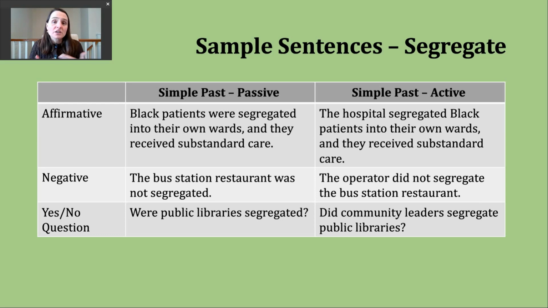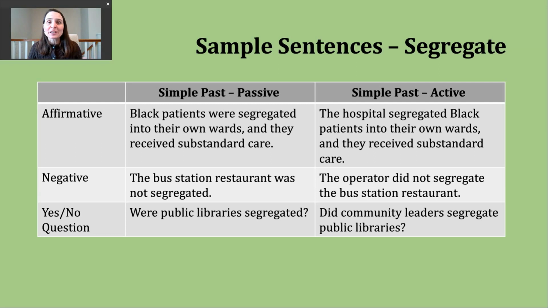But again, we should pay attention to who made this decision. It was a very old story, so I'm not exactly sure who the owner or operator was, but the operator did not segregate the bus station restaurant, right? So here we can see did not, and then our base verb. That's how we make the negative in the active voice. Okay.